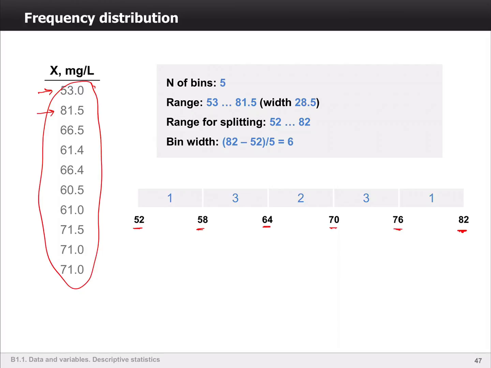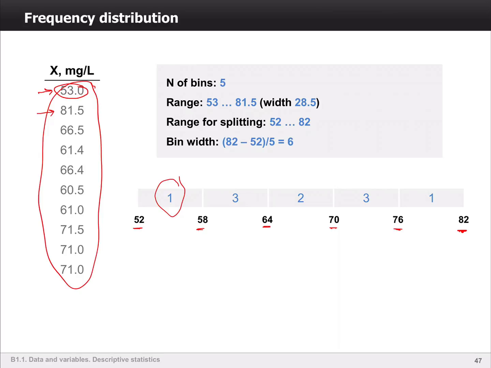And then we have some values. For example, why do we have 1 here? Because we have exactly 1 value between 52 and 58. So we have only 1 sample with a concentration of chloride between 52 and 58 milligrams per liter. And then we can find it. It's this one, of course. So this is the 53.